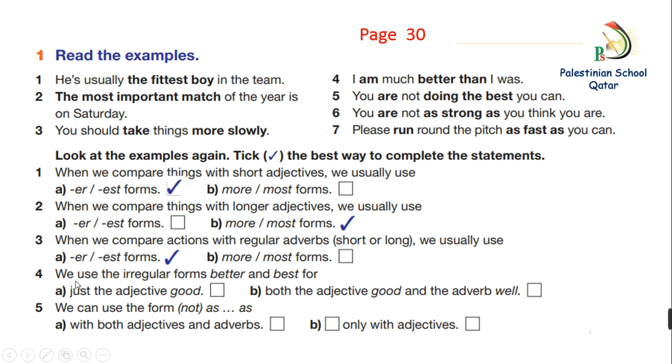But number 4, we use the irregular form, better and best, for just the adjective good, or both the adjective good and the adverb well. Of course, both of them. And number 5, we can use the form not as with both adjective and adverb, or with just the adjectives. Of course, with both adjective and adverb.